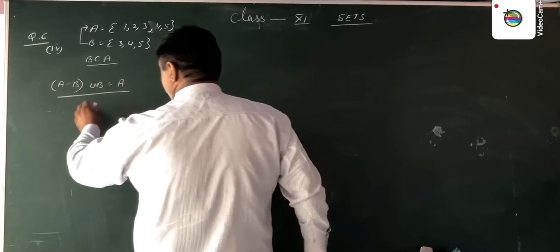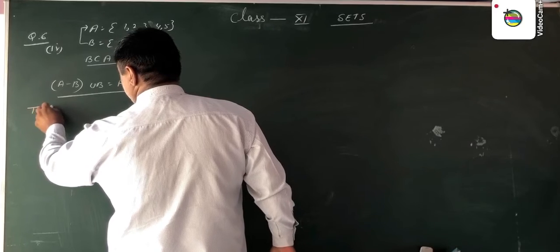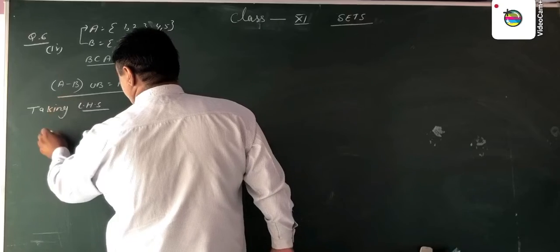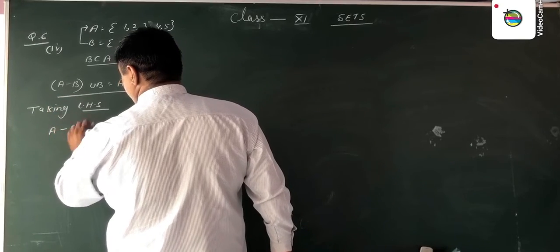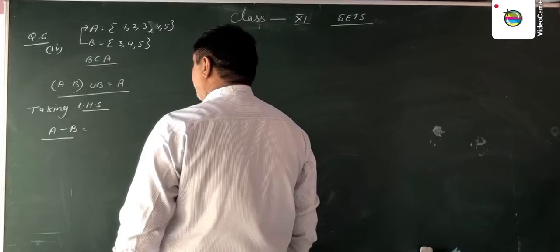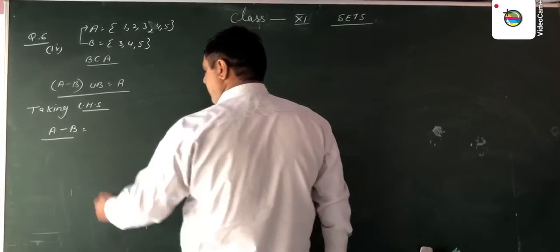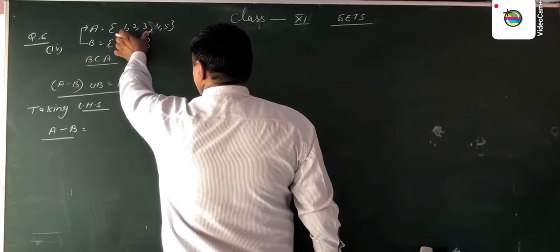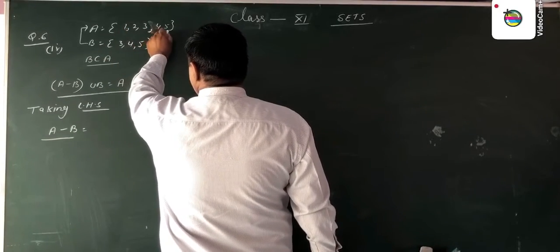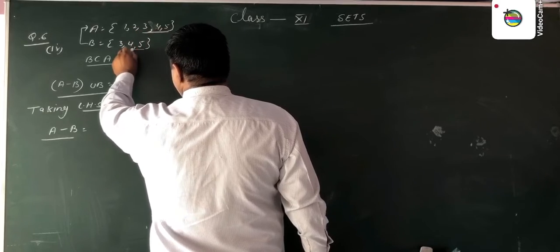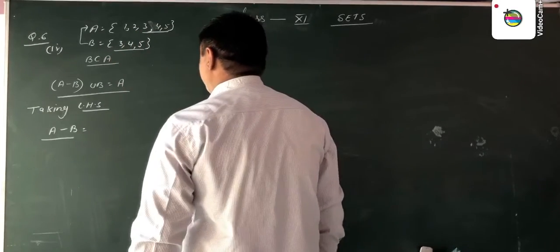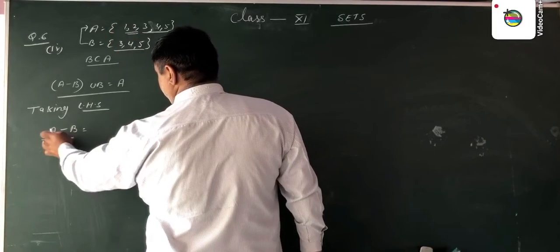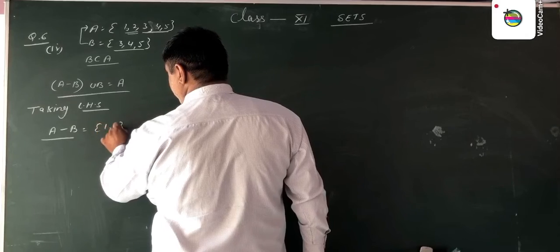First we take the left hand side. On the left hand side we find A difference B. A difference B means the set of those elements which are in A but not in B. Here the elements 3, 4, 5 are in B, so these two elements 1 and 2 are not in B. So then A difference B is {1, 2}.